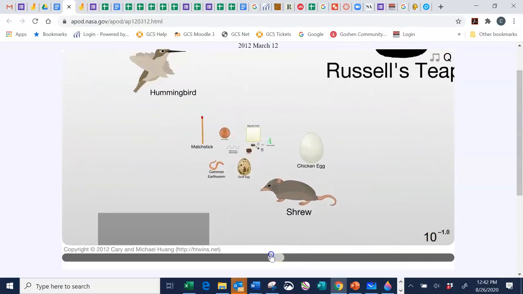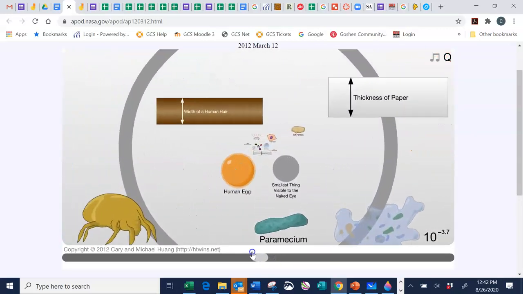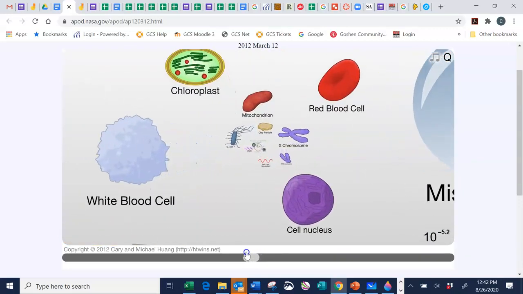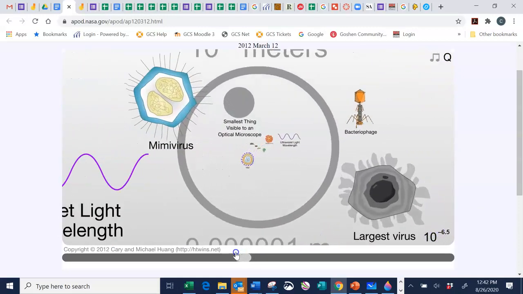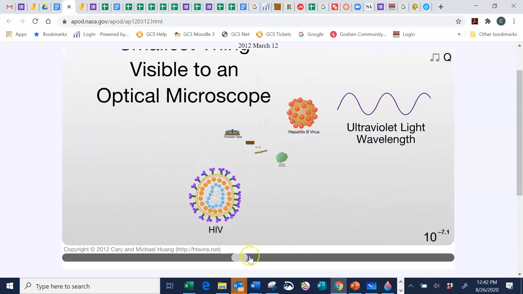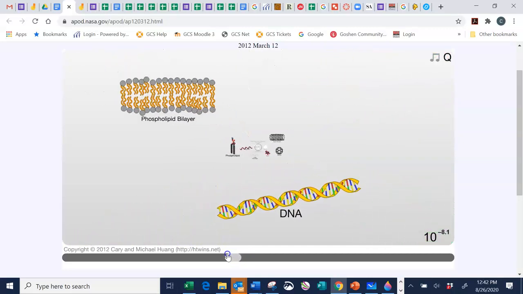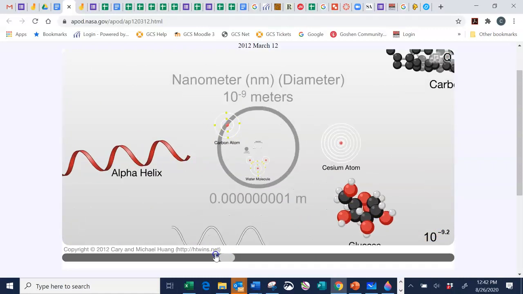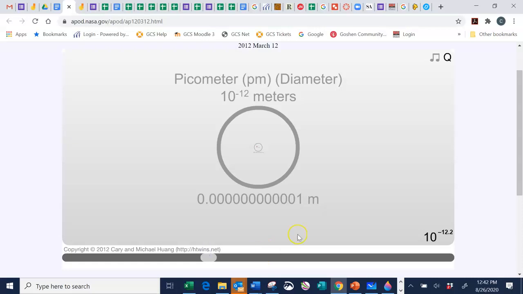Now we'll go the opposite direction. And we're going to structures that are smaller and smaller than a meter. You see cell organelles, bacteria, chromosomes, smallest thing visible to an optical microscope, HIV, hepatitis, viruses, DNA, cell membranes. They're getting smaller and smaller, and we could continue going on this. But that is just to give you an idea of some units and some sizes of different things.